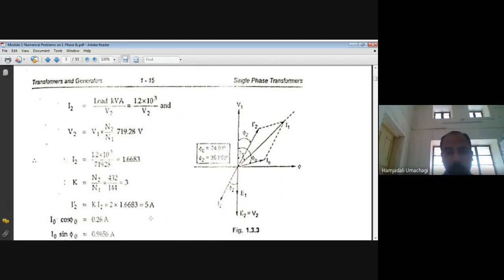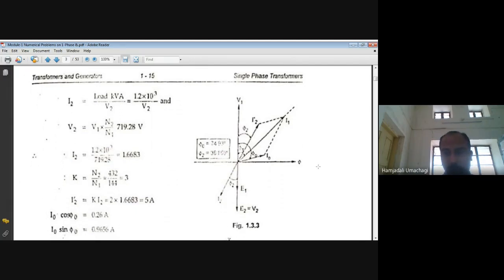So now you need to calculate the primary current I1. If I want to calculate the value of I1, I should have the vector sum of I2 dash plus I0. If I know the value of I0 and the value of I2 dash, then if I take its vector sum, you will get the value of primary current I1. We have already calculated I2 dash, which is given as K times I2. K is 3 and I2 is 1.6683, so I2 dash is 5 ampere.